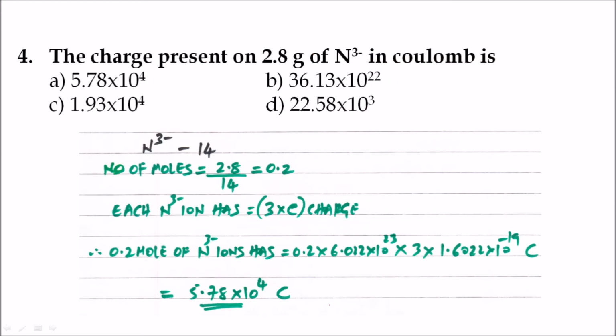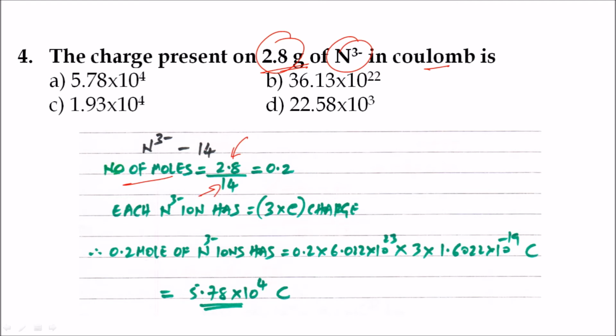The charge present on 2.8 gram of nitride ion in terms of coulomb. Okay. So again, based on the charge and mass is given as 2.8. At first, you convert this mass into number of moles. We know number of moles calculation, right? We can take mass by atomic mass, right?